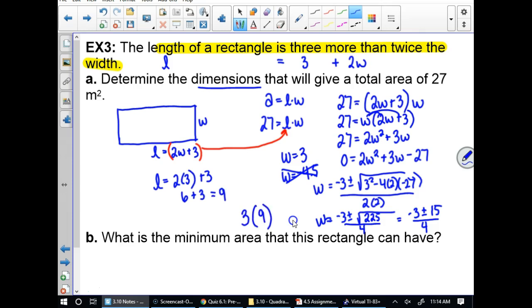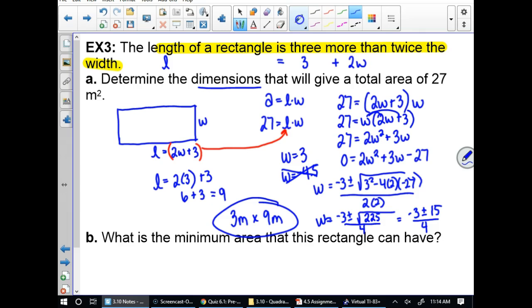Let me write it like this. 3, and I should put units here. Meters. So 3 meters by 9 meters. Is there another way you could have figured it out besides plugging it in? What's the area? 27. And length times width has to give you the area, right? So if one of them's 3, the other has to be 9 to get 27. So you could do it that way also.